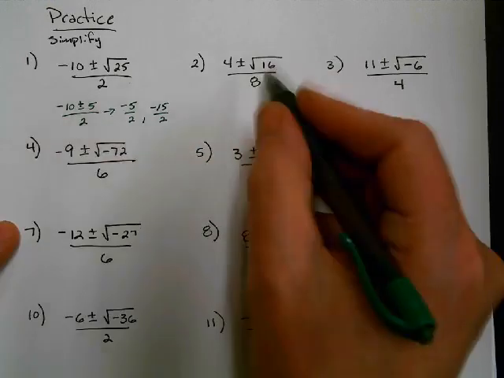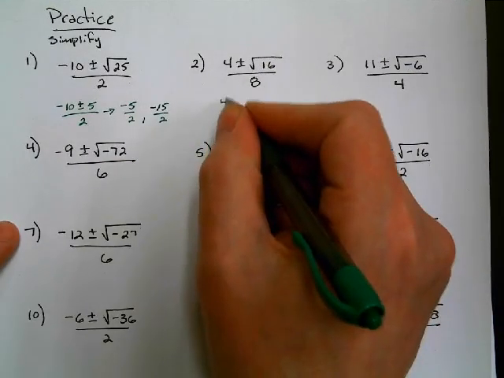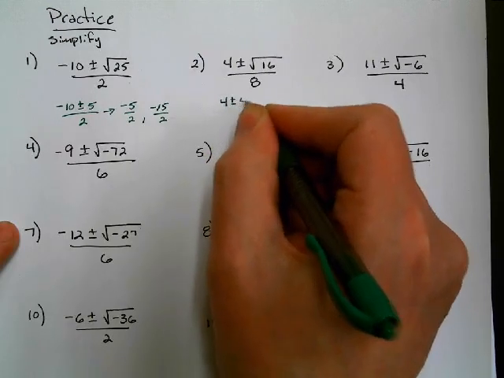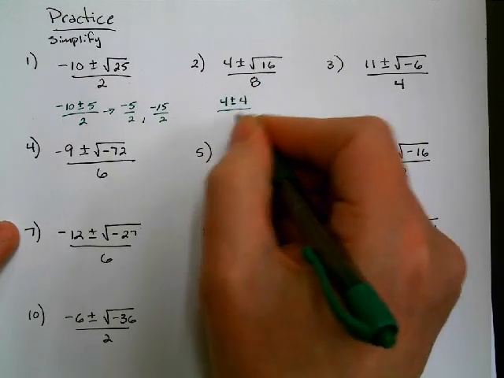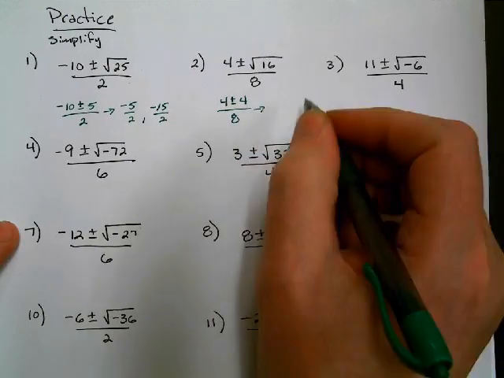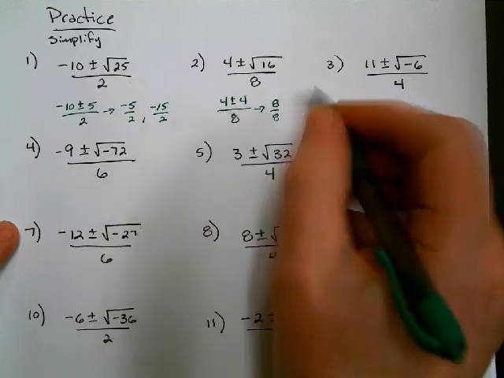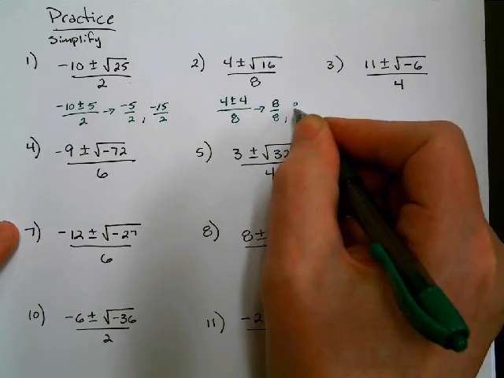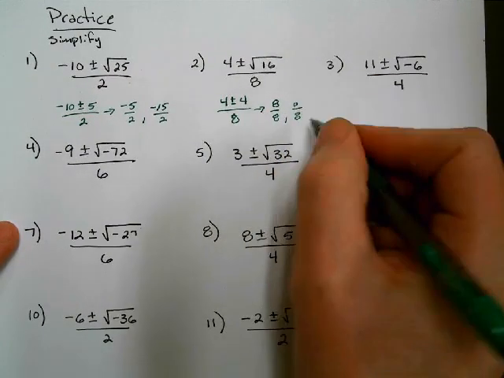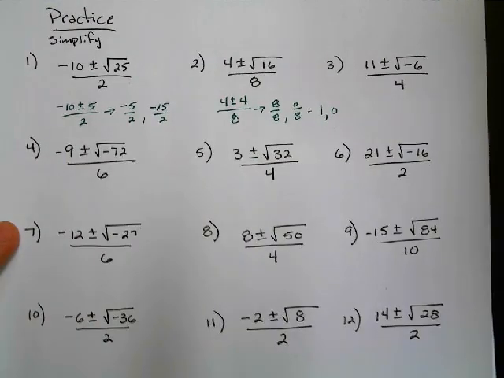Next one, same thing. This one is a perfect square. So we get 4 plus or minus 4, square root of 16 is 4, over 8. So since everything's rational here, I'm going to give my two answers. 4 plus 4 is 8 over 8, and 4 minus 4 is 0 over 8. So my two answers are 1 and 0. So the two x-intercepts would be at 1 and 0 for that one.